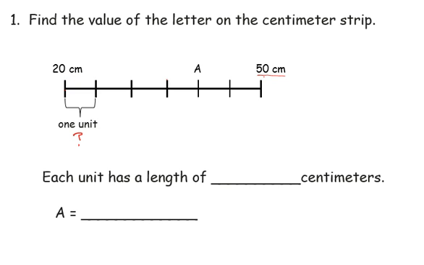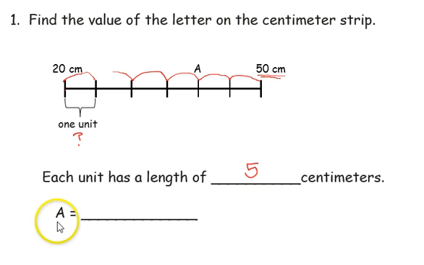So I'm going to change my guess. This time I'm going to see if we're skip counting by fives. I'll start again at the 20 centimeter mark. If I count by fives, I jump to 25, 30, 35, 40, 45, 50. That works. That tells me that each unit is worth 5 centimeters. We'll fill that in. Each unit has a length of 5 centimeters.